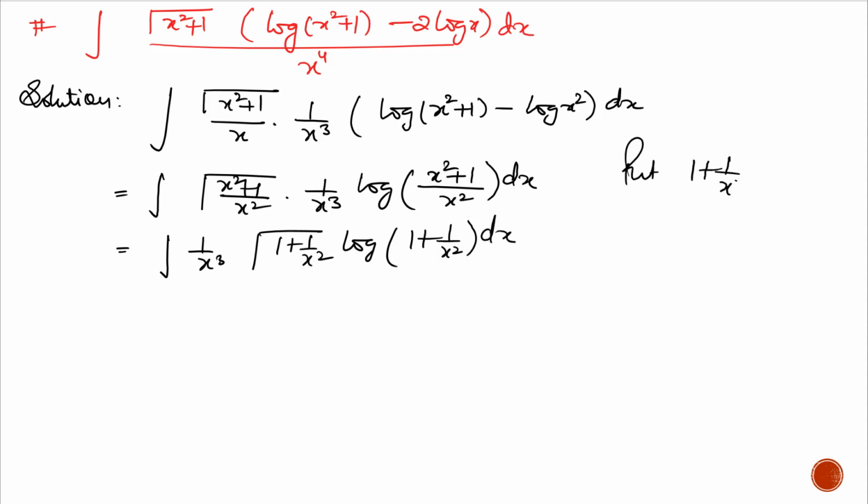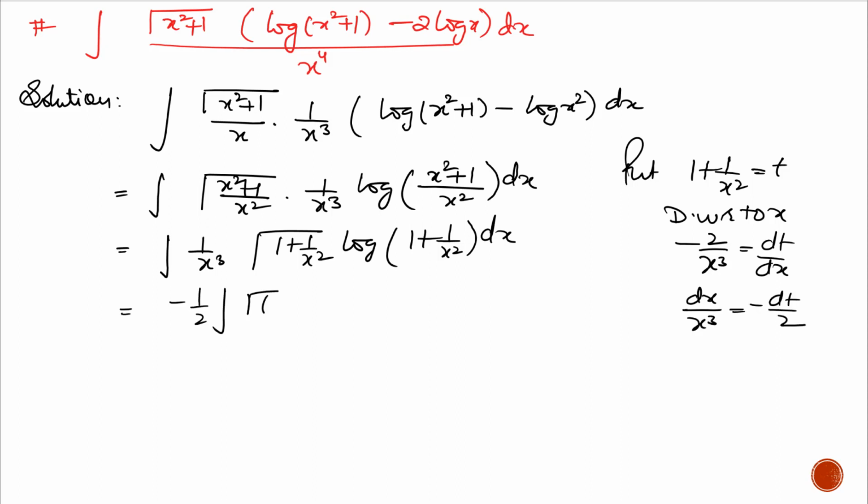Now we put 1 plus 1 by x square equals t, and when we differentiate with respect to x both sides we get minus 2 by x cube equals dt by dx. So dx upon x cube equals minus dt by 2. Replace 1 by x cube dx with minus 1 by 2 dt and 1 plus 1 by x square with t. Now take log t as the first function and root t as the second function, solved by parts.